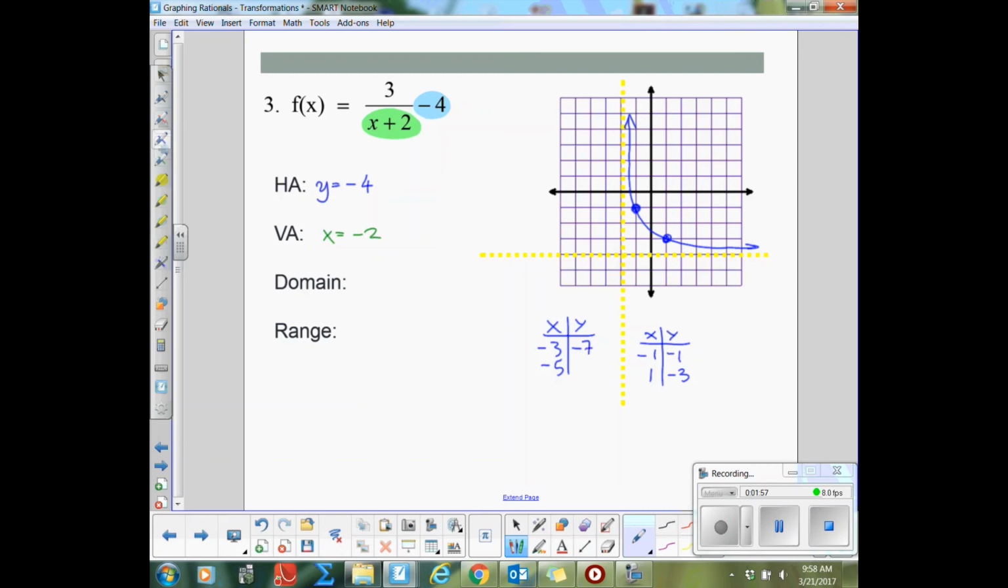Uh-oh. I'm working in my graphing space. I think this will work. Plug in a negative 5. 3 divided by negative 3 is negative 1, minus 4.